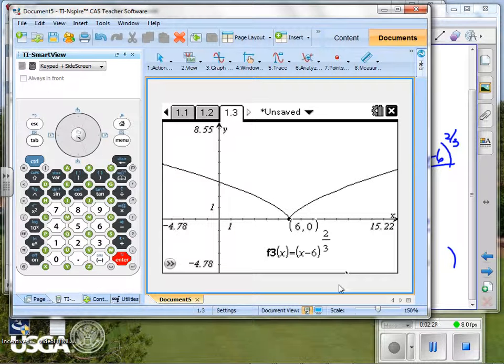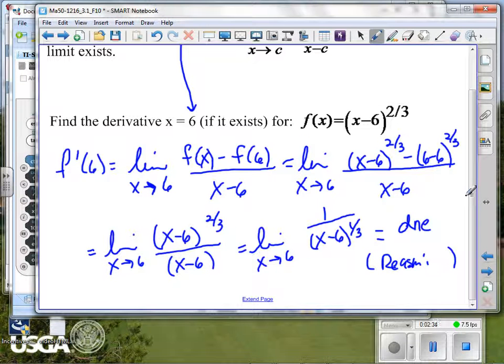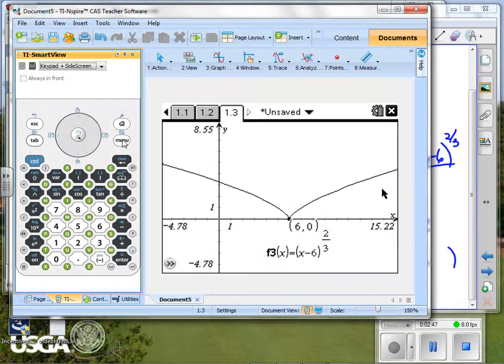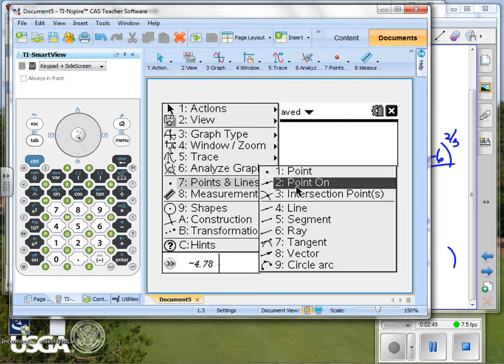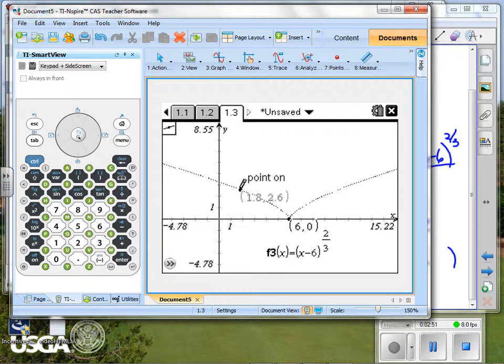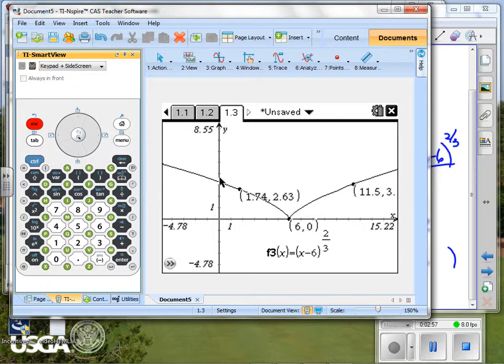Something's wrong, though. Something's not happening here. So let's take a look. Remember, a limit exists if what happens on either side? The one-sided limits have to be what? Same value. Let's go in and put another couple points on this curve. Put one on one side of 6, less than 6, and put one on the other side. They don't have to be at the same input values. Just put a point there.